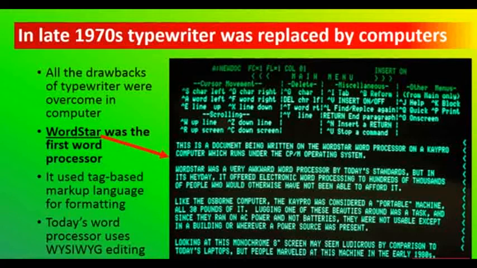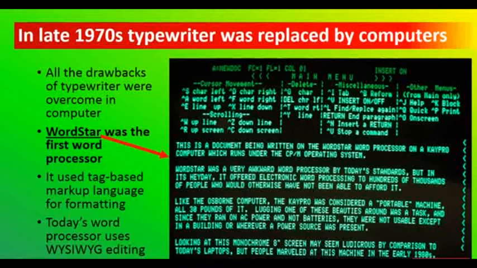But these early word processors were also not as user friendly as the word processors we use today, like Microsoft Word. Early word processors used tag based markup for document formatting. Like you are familiar with the HTML language, that if you want to create a web page, then you have to use so many tags in the source code. That was the case with word processing software also.